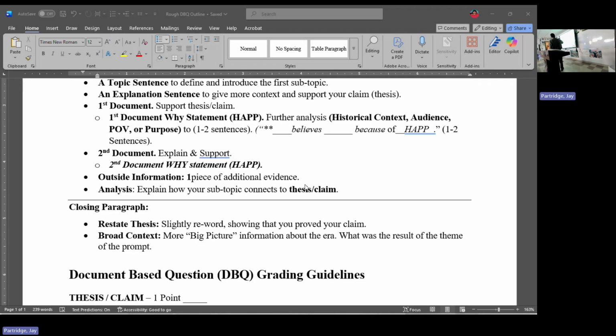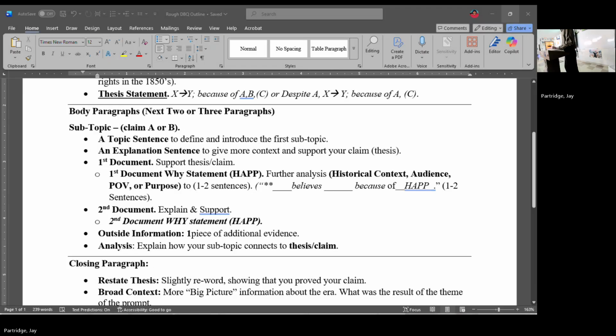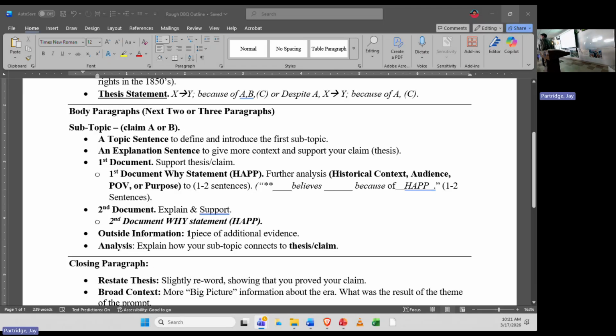And so, more big picture stuff. One more thing. On the AP exam, you're going to have a little bit more time. We're doing a 4-paragraph, 2 body, 4 documents, 2 why statements essay for me tomorrow. You'll have more time. Now, if you do that, get a good thesis, context.